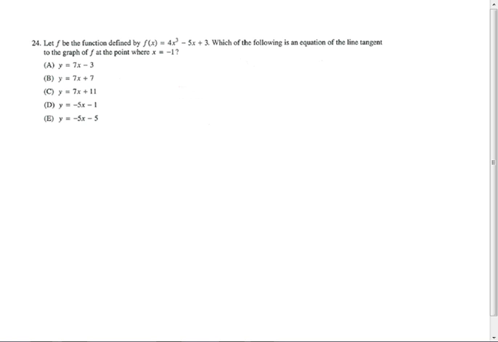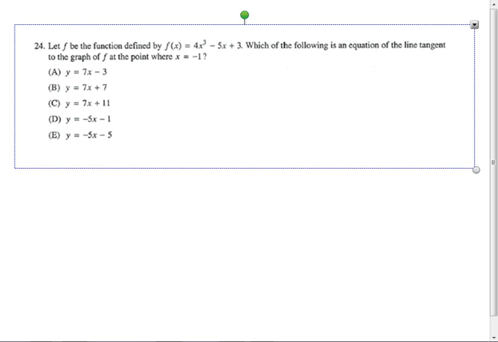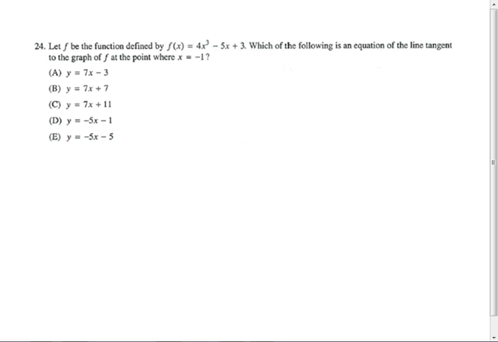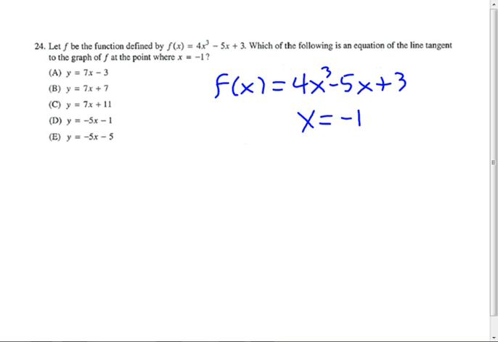It says the function is, let's have you try this. I want to write the equation of the tangent line. If you need me to write it, I will write it so you can see it. f of x is equal to 4x cubed minus 5x plus 3, and x is equal to -1. I want the tangent line there.